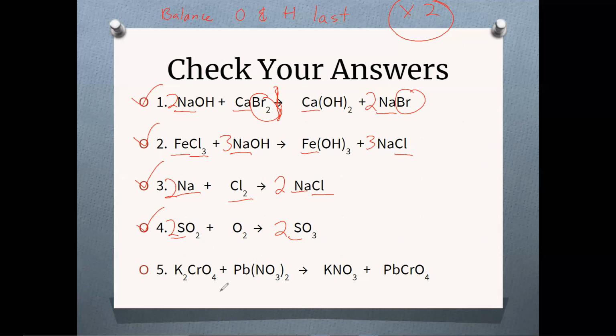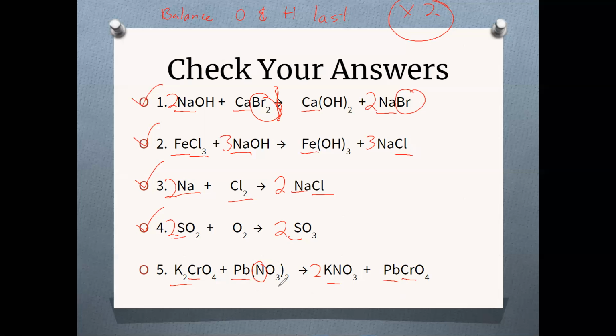This one looks kind of scary and long, but we're going to move from left to right once again. 2 potassiums here, only 1 over here. We're going to put a 2 there. 1 chromium here, 1 chromium here. We're good. I'm going to skip oxygen for now. 1 lead over on the left, 1 lead over on the right.